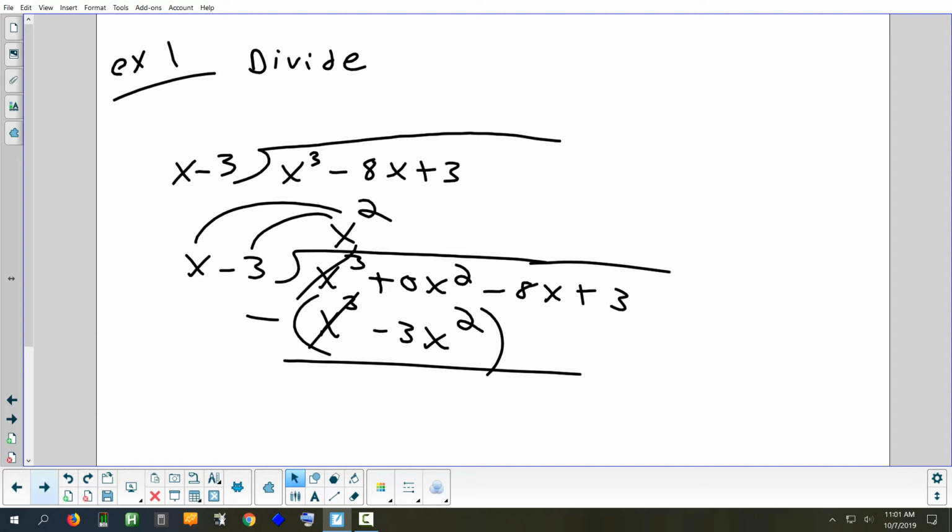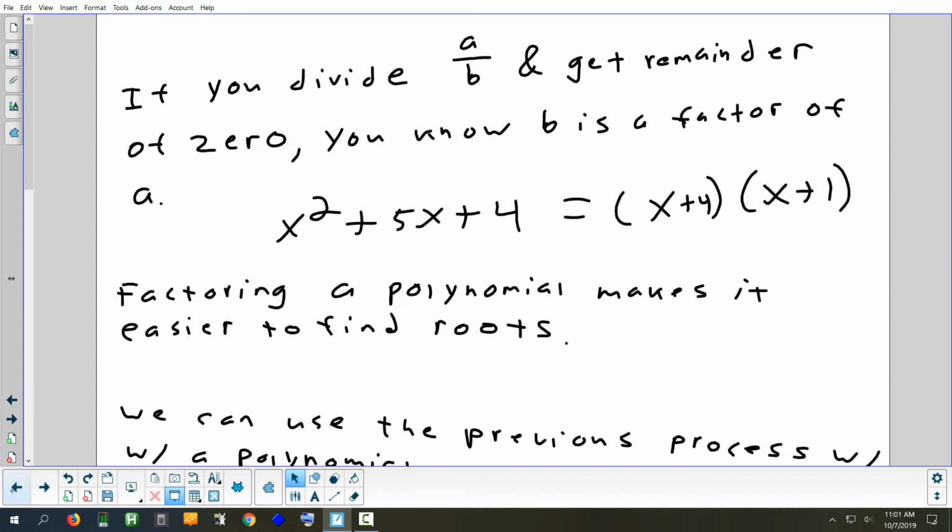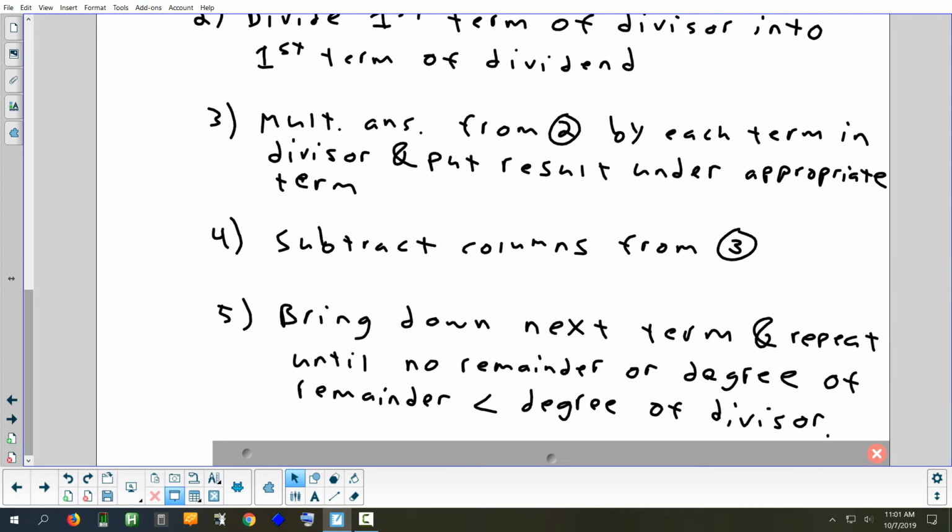All right, so 0x squared minus negative 3x squared. What's that going to be? 3x squared. Okay, so that's step 4. And now step 5 is bring down the next term and keep repeating this process.